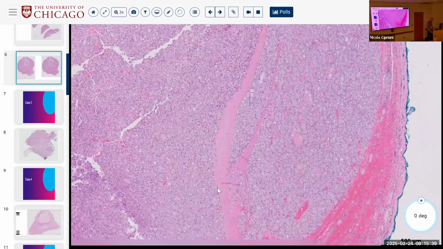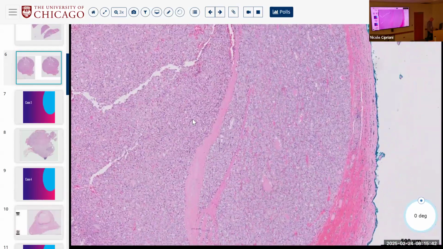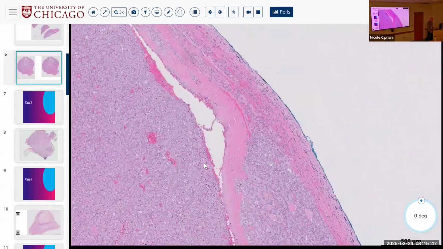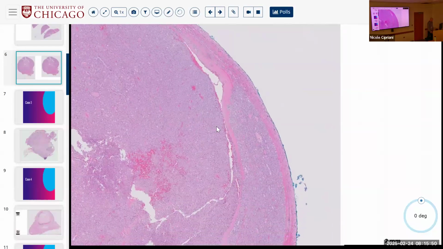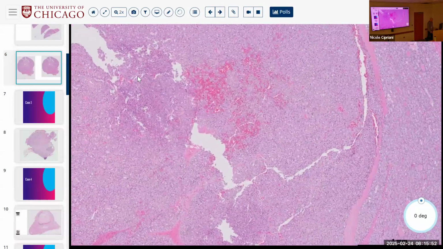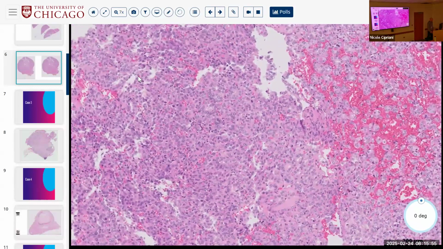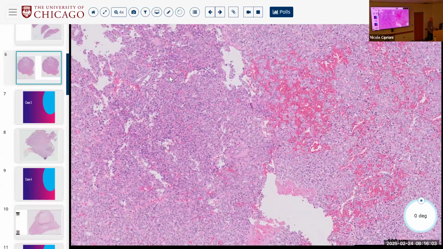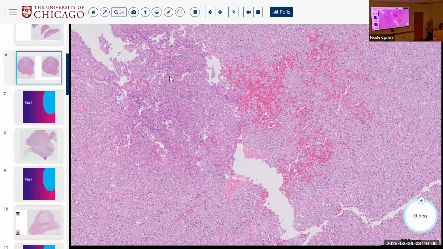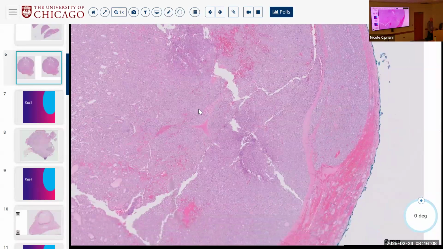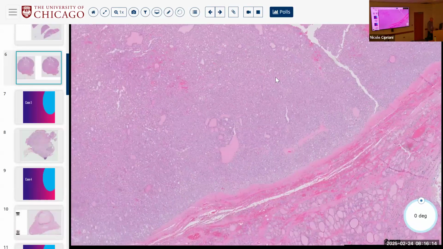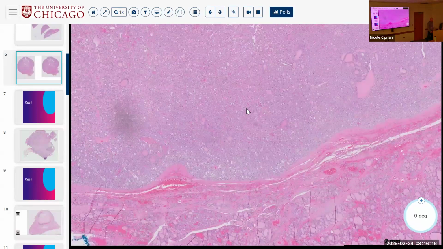So do you think what's on the left side of the capsule is the same as what's on the right side? Probably. So cancer or not cancer? Probably cancer. Probably cancer because of what we perceive as probable capsular invasion, and we'll go over that in a second. What kind of cancer? How are you gonna name it? Something follicular. Follicular what?